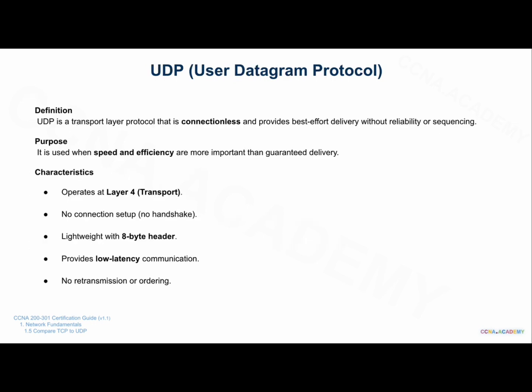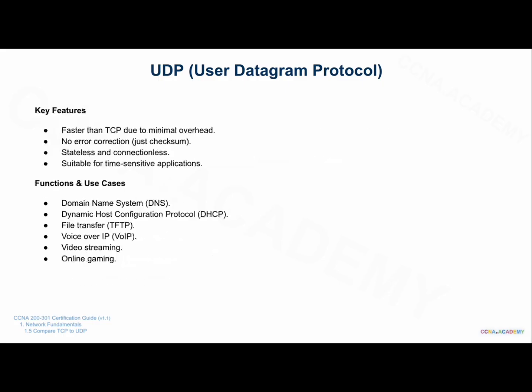UDP, or User Datagram Protocol, is a connectionless protocol. It provides best effort delivery, meaning there's no guarantee that packets will arrive or be in order. It prioritizes speed and efficiency, making it ideal for real-time applications where a small amount of data loss is acceptable. Because of its speed, UDP is commonly used in DNS and DHCP, where small, quick queries matter, in VoIP and video streaming, where slight data loss is acceptable, and in online gaming, where latency directly affects performance.